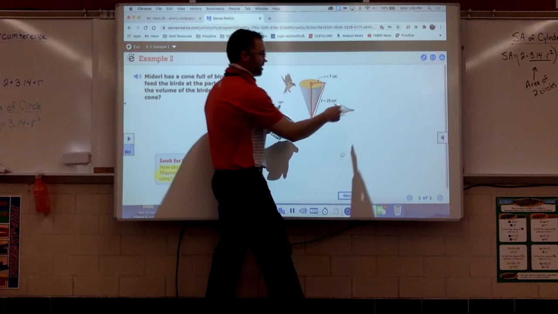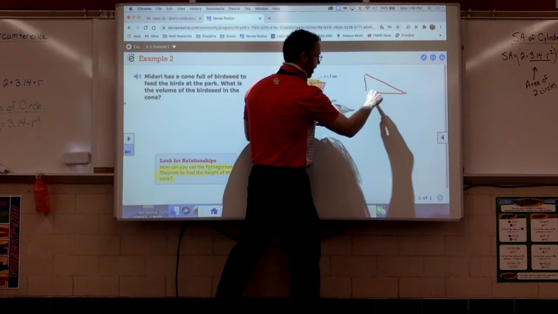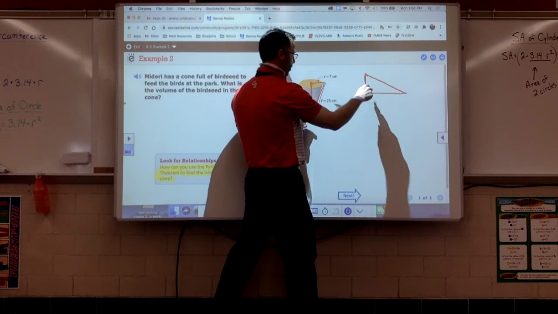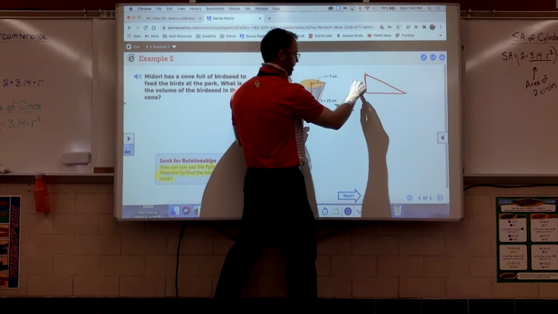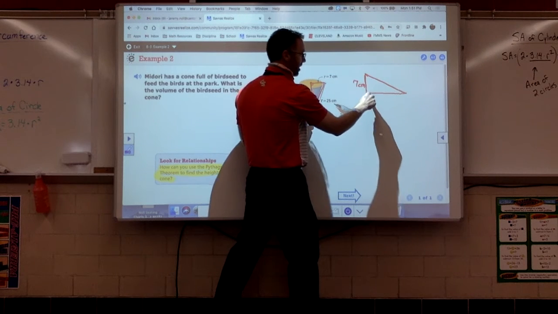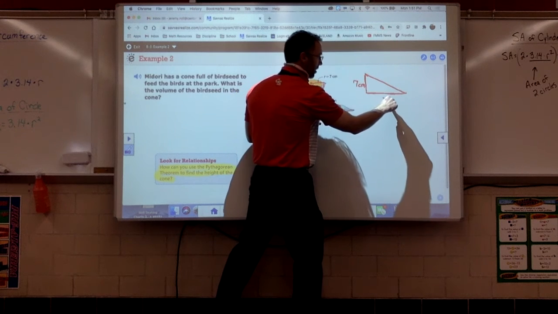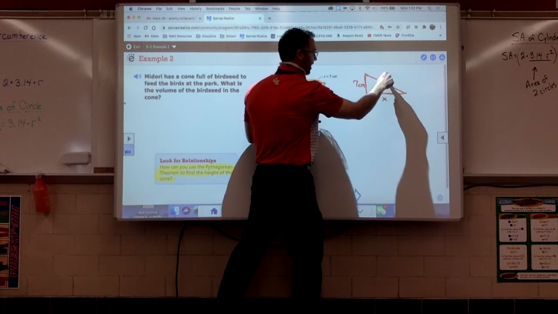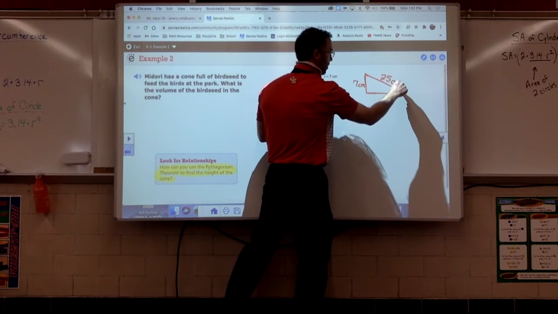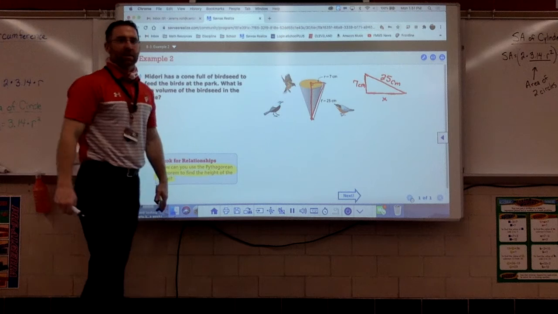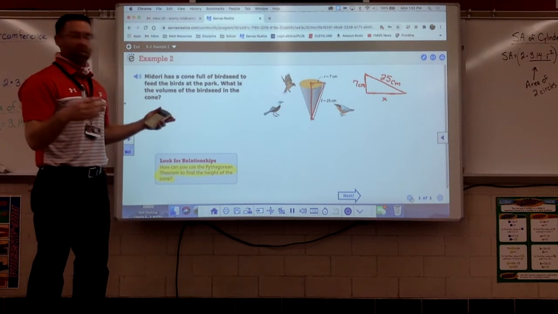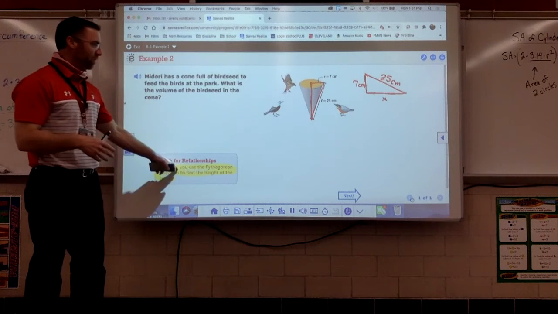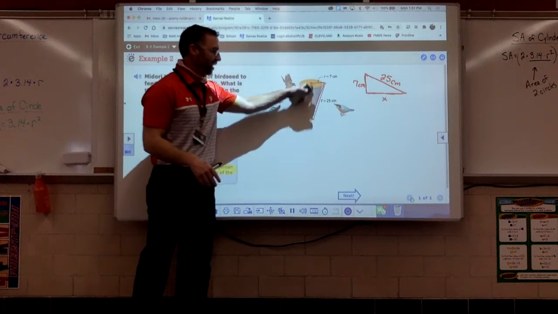So basically, I'm going to take and redraw this triangle. Okay? We have the radius, which is this part. This is 7 centimeters. This part here, we don't know. We know the slant height, which is 25. And we need to solve the Pythagorean theorem. Use the Pythagorean theorem to find the height of the cone.